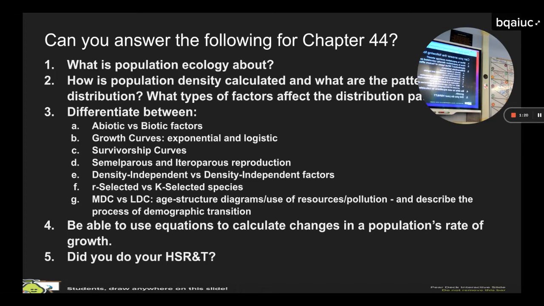Differentiate between exponential and logistic growth curves, the survivorship curves, semelparous and iteroparous reproduction, density independent, density dependent factors, R selected versus K selected life histories, MDCs versus LDCs in age structure diagrams, use of resources, pollution, and describe the process of demographic transition, and be able to use equations to calculate changes in population rate of growth, and did you do your highly suggested reading and thinking?